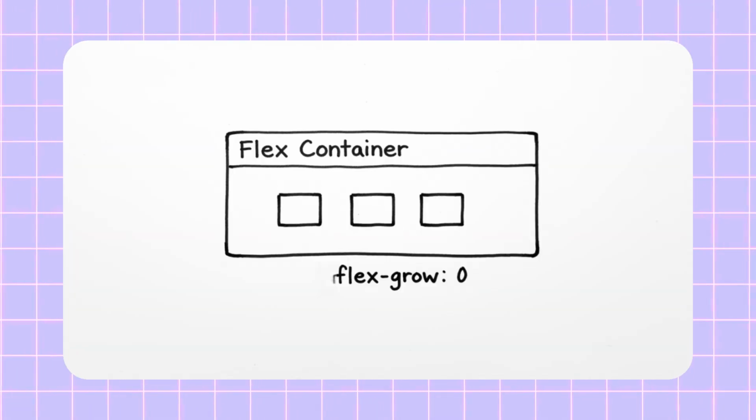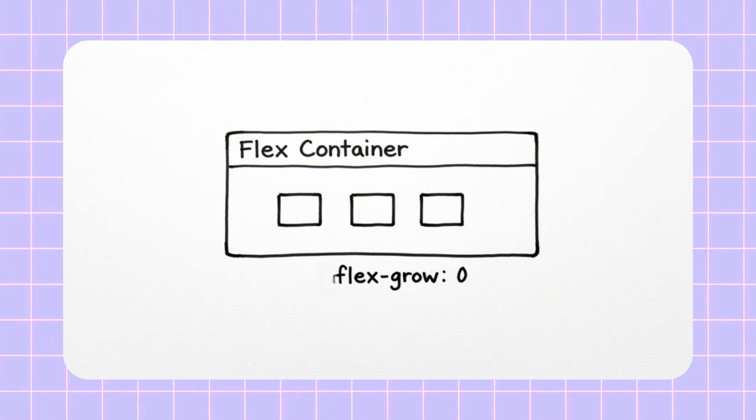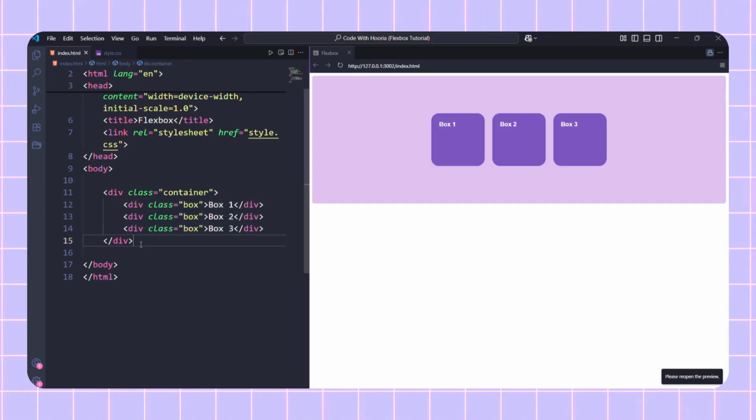First, let's start with Flex Grow. By default, all your Flex items have Flex Grow 0, which means they won't grow. They will just stay the size they are. But if you want one item to take up more space than the others, you can increase its flex grow value. For example, here is our basic layout again.